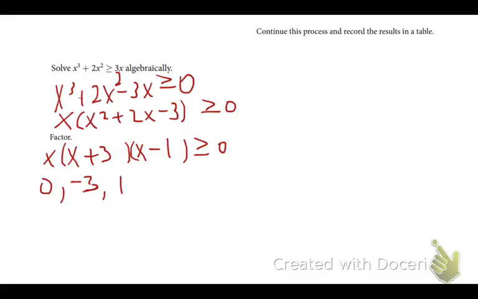Okay. Now we're going to take those and we're going to put them on our number line or our x-axis. So let's go to our x-axis. So we're going to have -3. Then we would have 0, and then we would have 1.